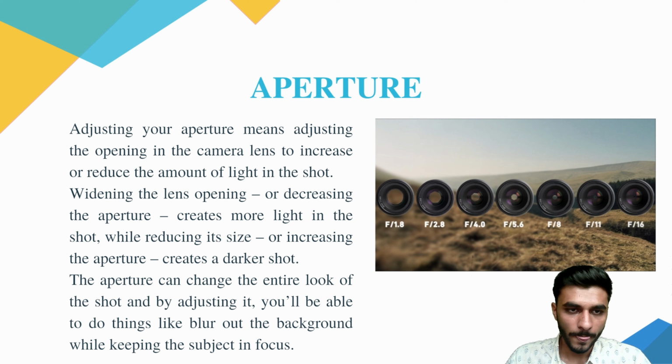Next is aperture. Adjusting your aperture means adjusting the opening in the camera lens to increase or reduce the amount of light in the shot. Widening the lens opening, or decreasing the aperture number, creates more light in the shot, while reducing its size, or increasing the aperture number, creates a darker shot. The aperture can change the entire look of the shot, and by adjusting it, you'll be able to do things like blur out the background while keeping the subject in focus. Here we can see some types of aperture size. The first has the lens wide open, while the last one has the lens very narrow.